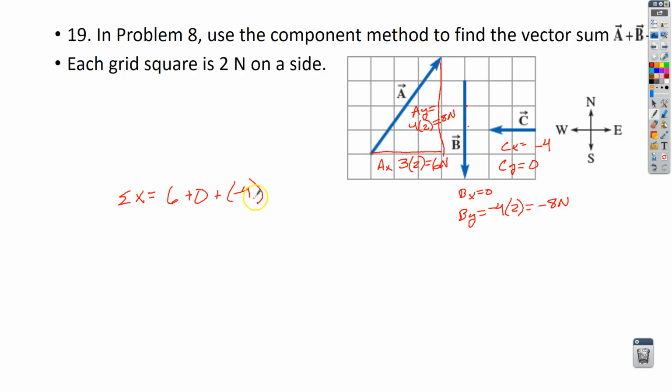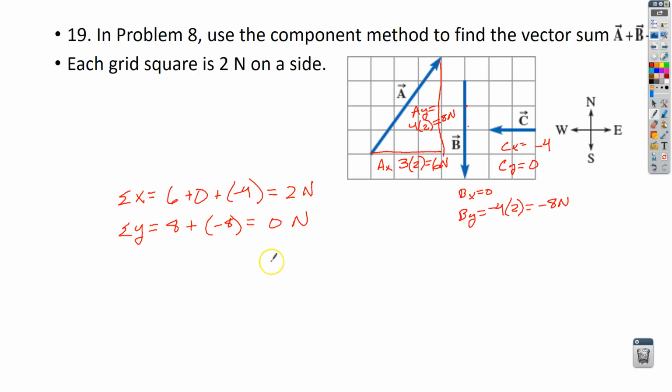So when you're done adding everything up in the x direction, this would be 2 newtons. And then the sum of the forces in the y direction here, for A and the y, we've got positive 8 plus B in the y, which would be negative 8. And then finally we have C in the y, which is 0, so we can leave that one off. And 8 minus 8 is also 0, so this one would be 0 newtons.